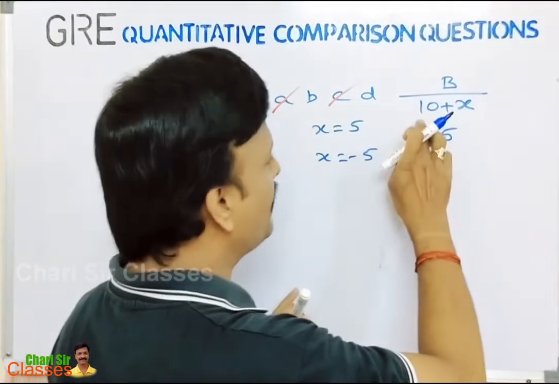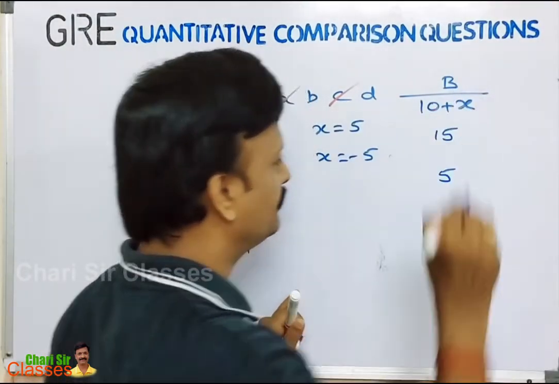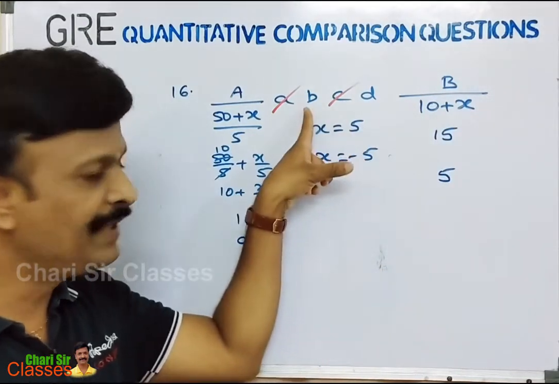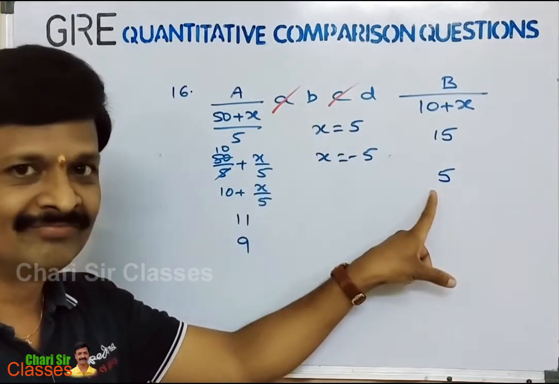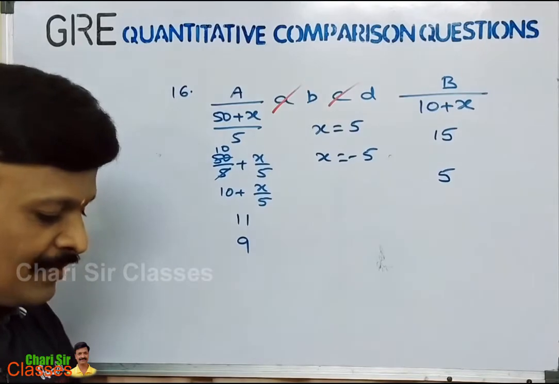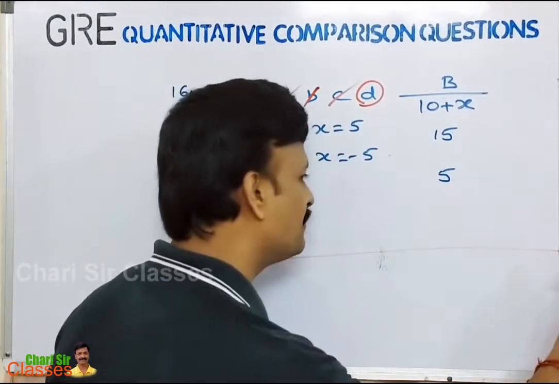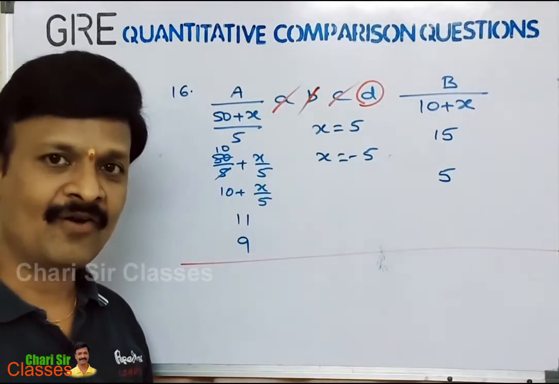And here 10 minus 5 is 5. Now quantity A is 9, quantity B is 5. Is B greater? Definitely no. B is not greater. So B can be eliminated and D you select. So the relationship cannot be determined between the quantities.